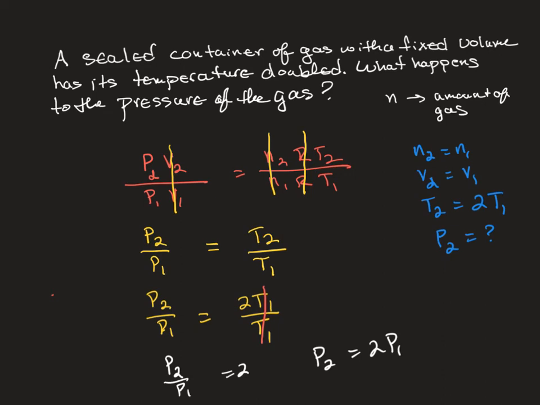So your goal when you see problems like this is to look for keywords like is the container sealed or does it have a leak in it? Is the volume fixed or something happened to the volume? And by how much? Is it cut in half? Is it doubled? So you can write volume 2 in terms of volume 1. Same thing with pressure and temperature. What is happening to the pressure and temperature? So that you can write state 2 in terms of state 1.